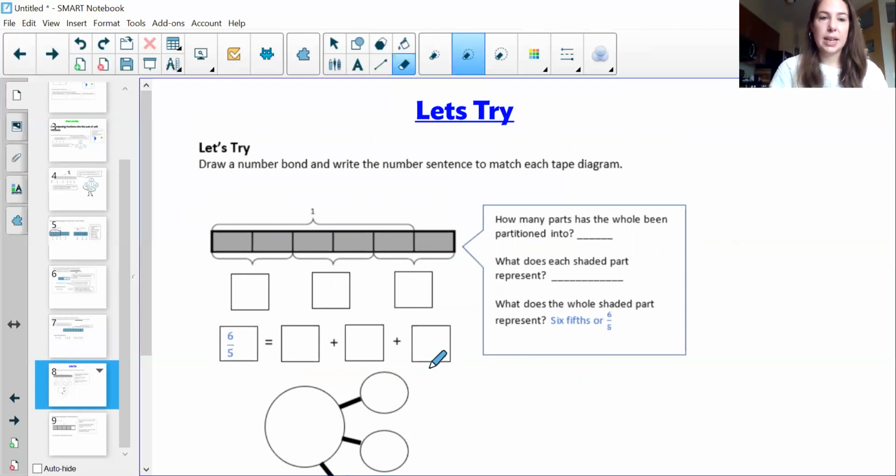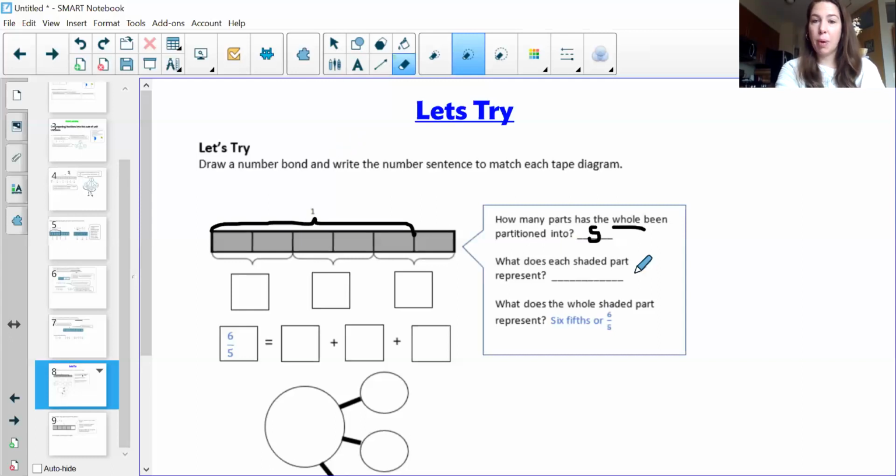The first one says, draw a number bond and write the number sentence to match the tape diagram. Looking at the tape diagram, the first question asks, how many parts has the whole been partitioned into? The whole is what they highlighted here as 1 whole. That's different from the whole thing. So that's 1, 2, 3, 4, 5. That's 5 pieces. So I know my fractional unit is fifths, so my denominator is going to be fifths.